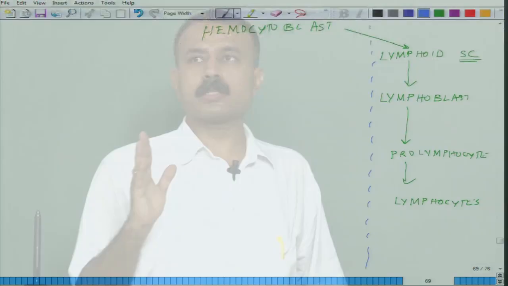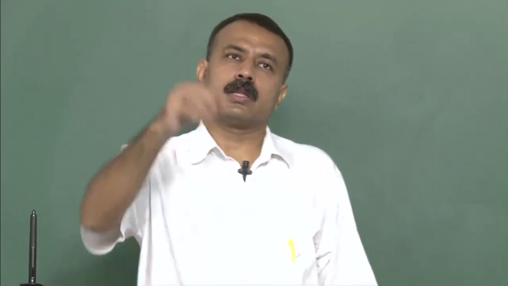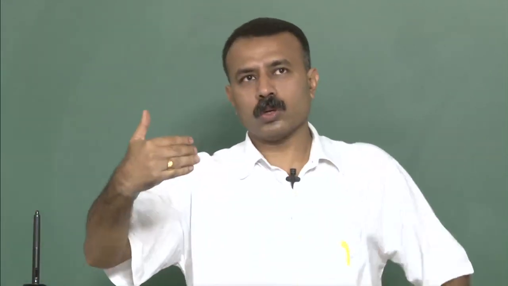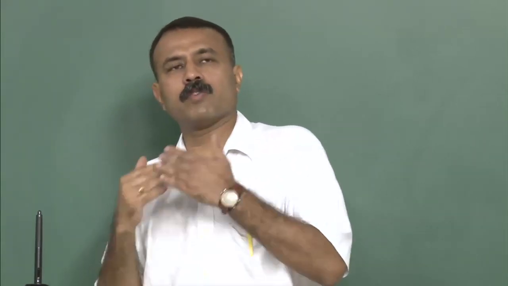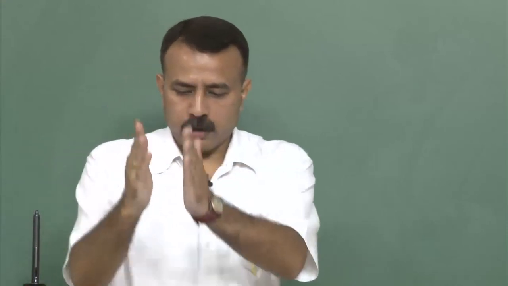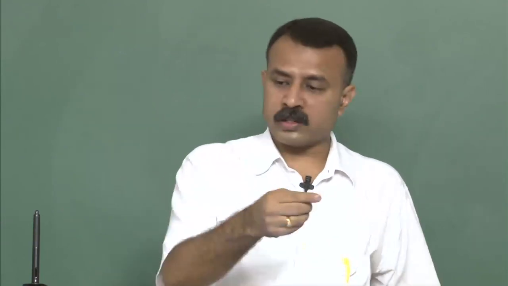So, white blood cells could be classified into two groups. One group has a lymphoid lineage. They form from hemocytoblast to lymphoid cells, and then through a cascade from lymphoid stem cells to lymphoblast to prolymphoblast, and reaching all the way to lymphocytes. And the lymphocytes have further classification, which I will be coming to soon. Lymphocytes could be B cell, T cell, likewise. I am not getting into that at this point.